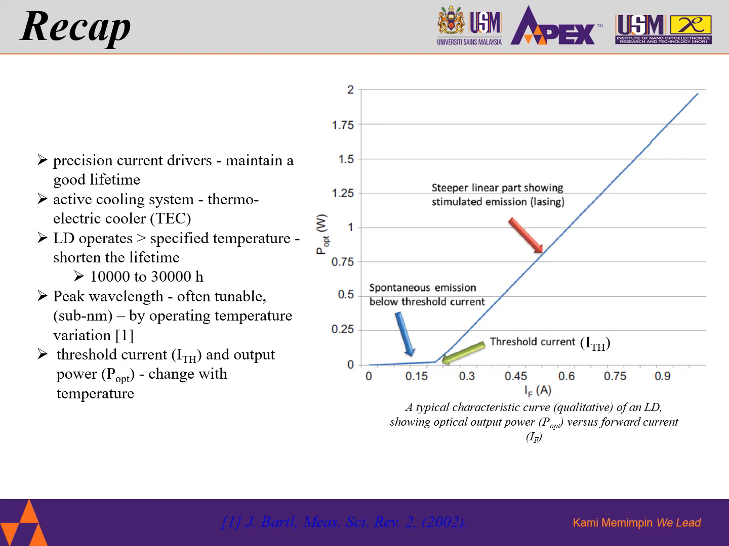So this is a typical qualitative characteristic of an LD showing the optical output power versus forward current. This is the spontaneous emission below the threshold current, and this is the point of threshold current, and the linear part is the stimulated emission lasing.